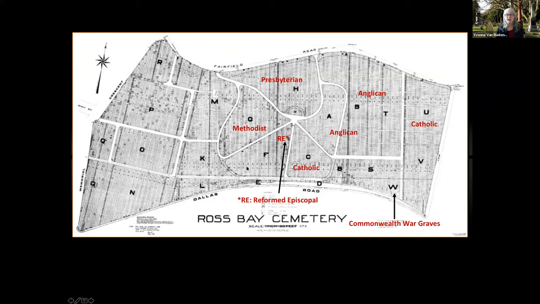Section F here was primarily for what was called the Potter's Field. So it was for poor people, non-Christians, that kind of thing. So that really reflected that the British, the Presbyterians and Anglicans, were the higher echelons of society.